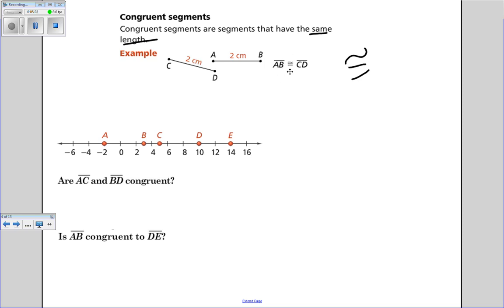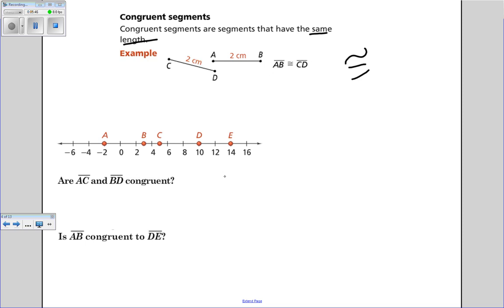Now, when you talk about segments being congruent, make sure you know you're talking about a segment. So a segment AB and a segment CD. Could lines be congruent or rays be congruent? No, because they go on forever. They don't have a length. So segments can be congruent because they have a length. We've got to make sure we know we're talking about segments.